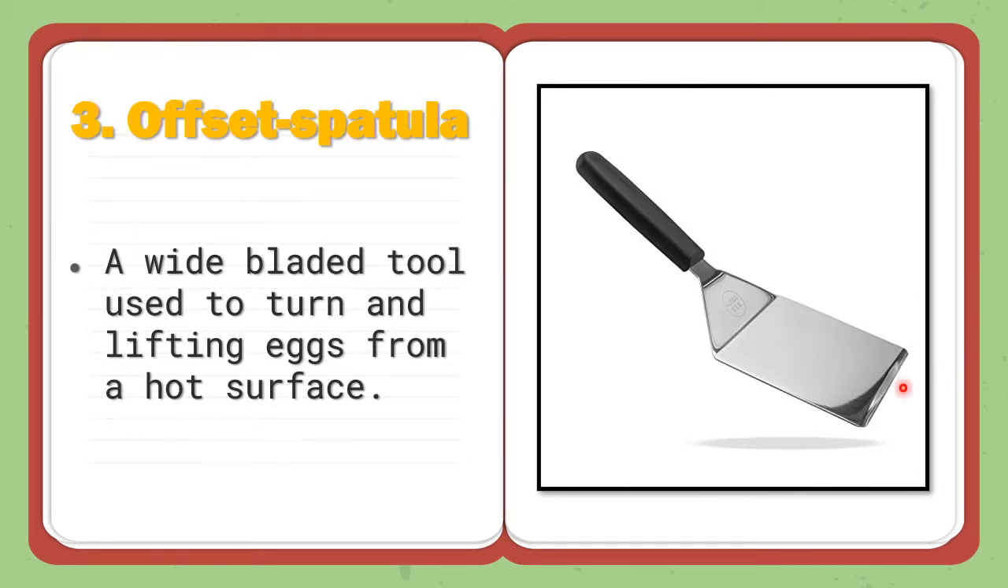Next, number 3, we have offset spatula. As you can see, class, this is an example of this tool. It is a wide-bladed tool used to turn and lift eggs from a hot surface. So it also can be wooden or stainless steel.